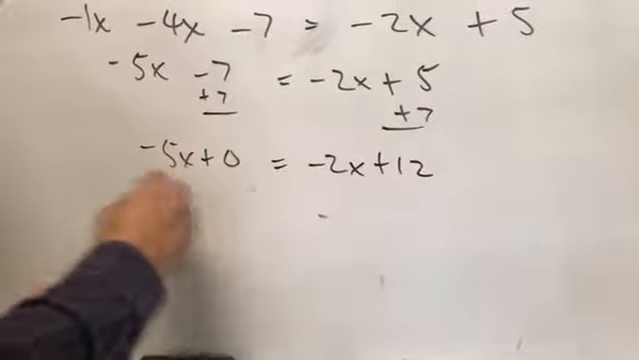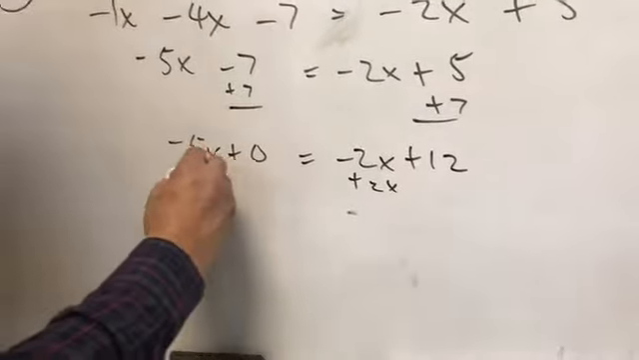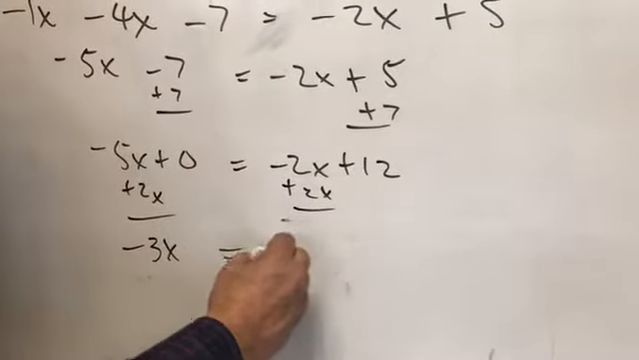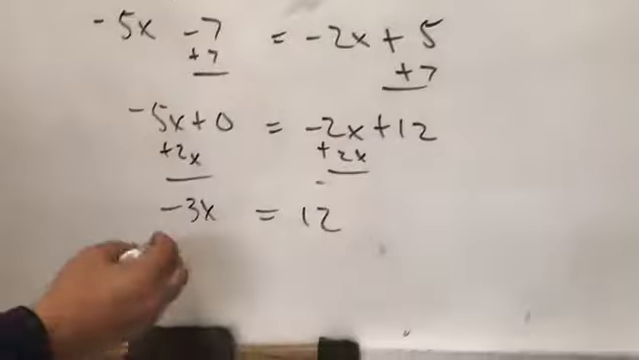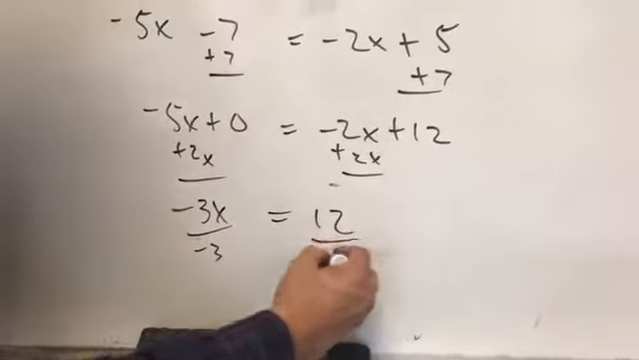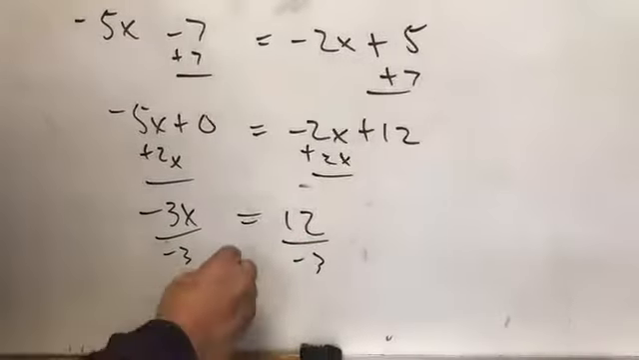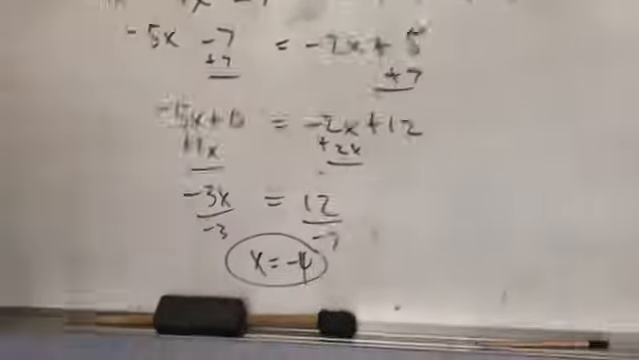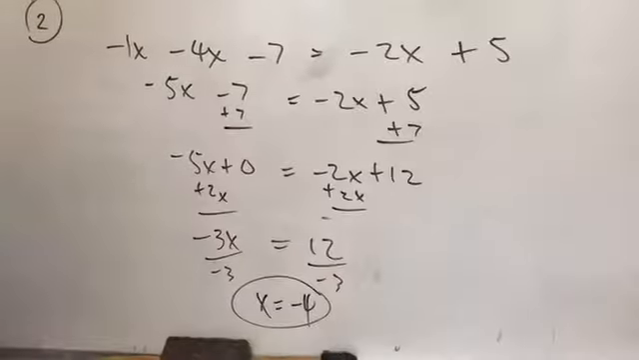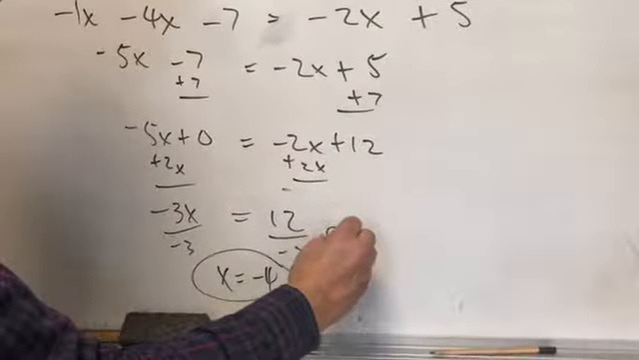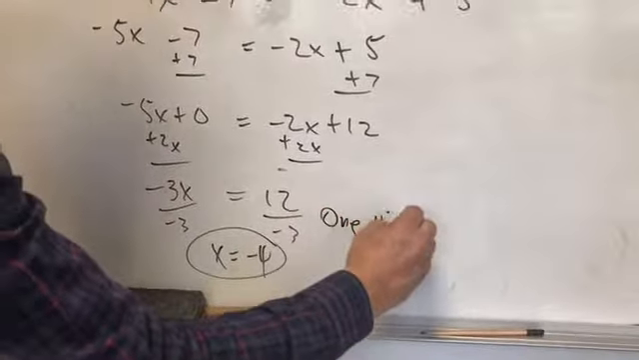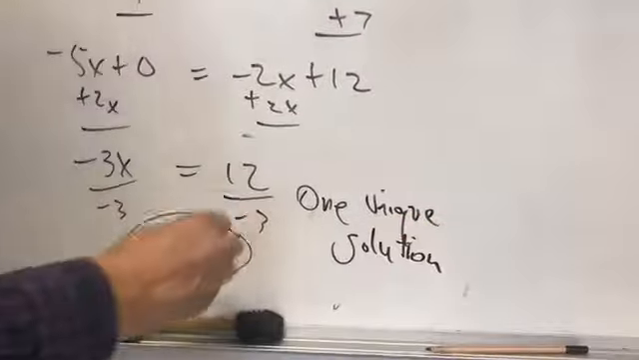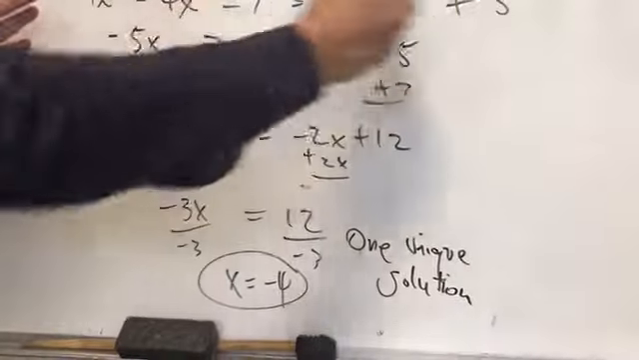Now, we want to get the x's over here, plus 2x, and we get -3x equals 12. What do we do now? We're solving for x, right? And the -3 is the only thing in the way. Just divide it on both sides, and we get x equals -4. Well, what is that? That's a solution. And there's only one of them. It's called a unique solution, because there's only one number in the universe that will satisfy this equation.